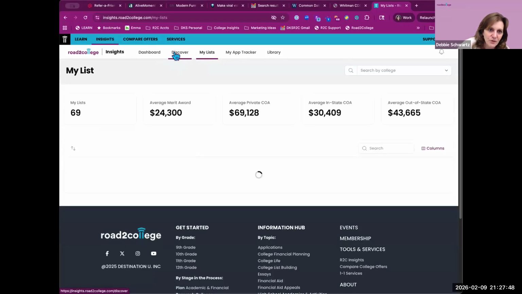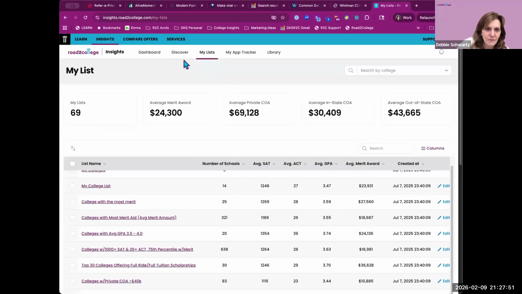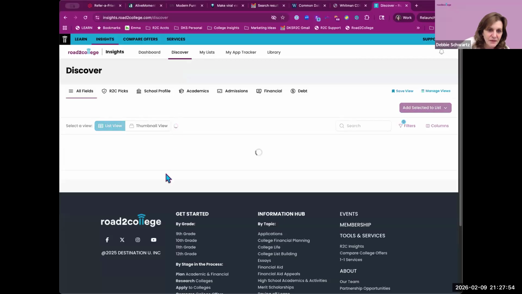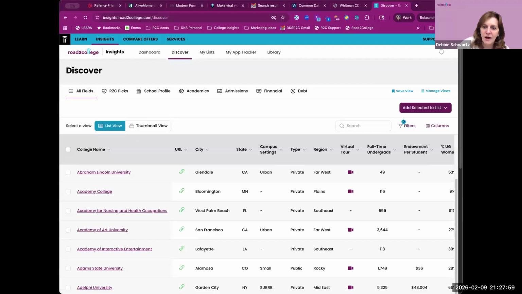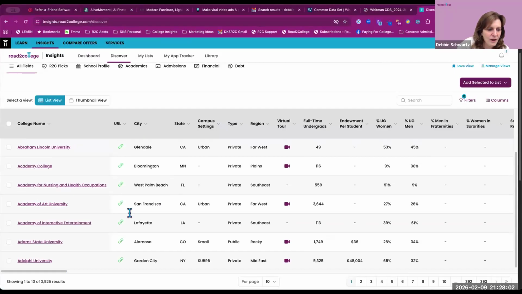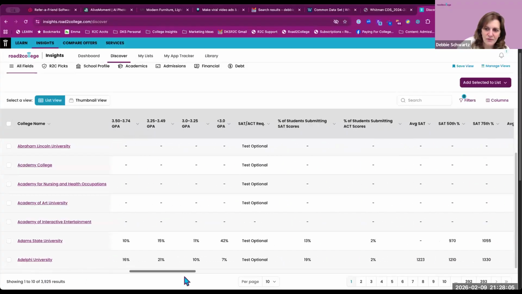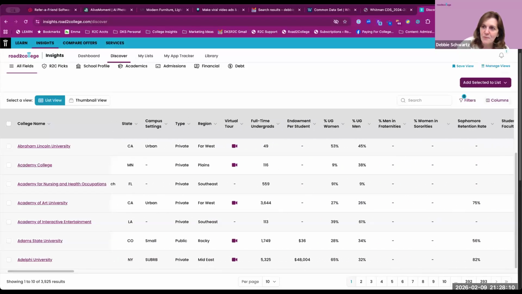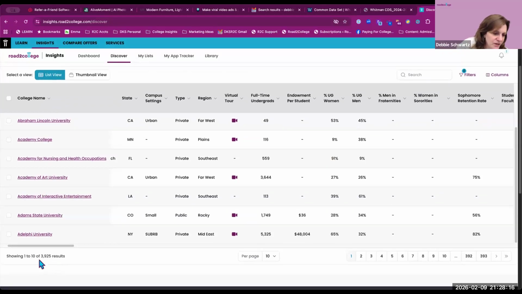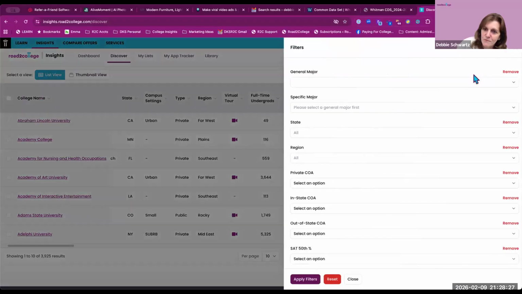So, oh, actually, let me go to, I'm sorry, Discover, and show you the tables that we have. This is actually one huge table of all, you can see there's lots of columns of data. And then you can filter this data set by any column that's here. So let's look. You can see down here we have data on 3,925 colleges. But let's do a filter.